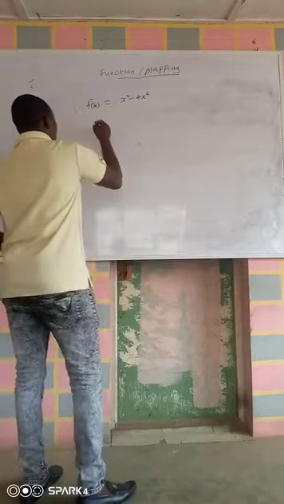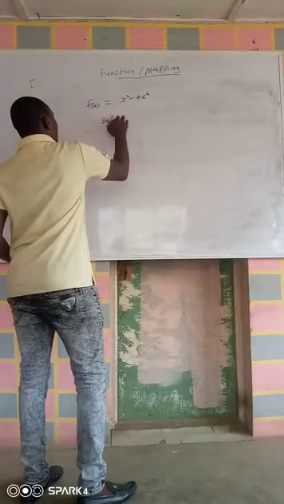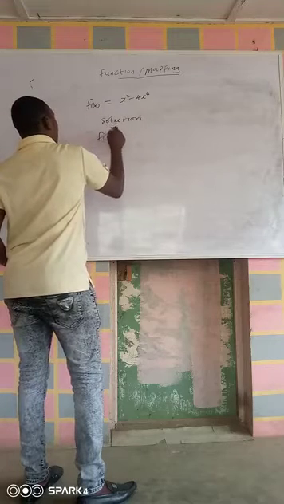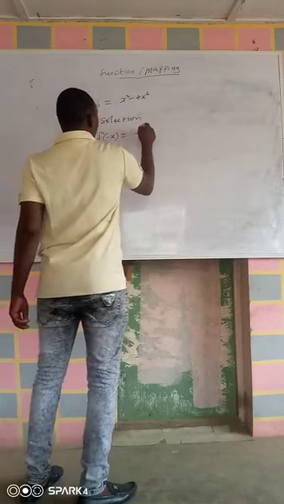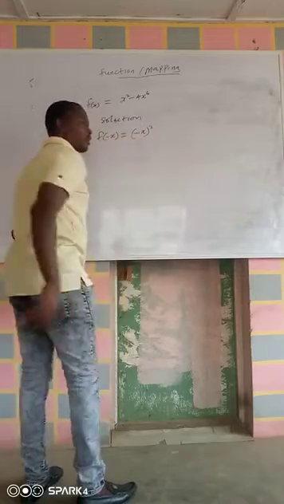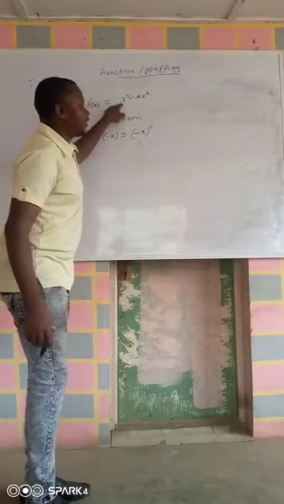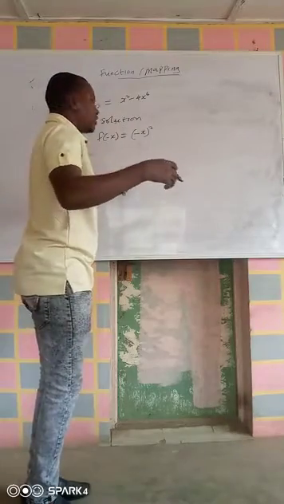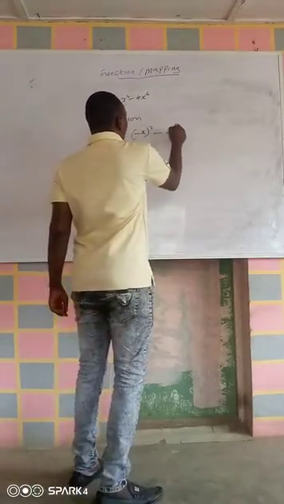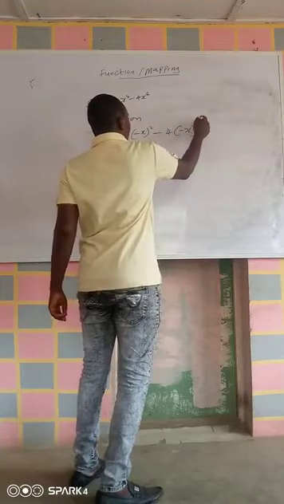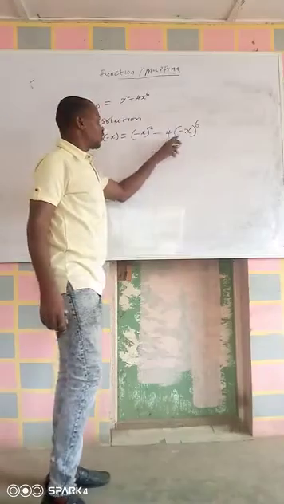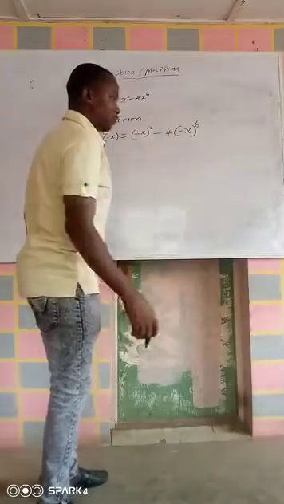Okay. So we can substitute now. So solution: f of minus x equals minus x all squared. Okay, so we have used the minus x to replace the x. So we are not replacing the power, but replacing the x. Then minus 4 into minus x is 6. Nothing will happen to this constant. It's only the variable that is going to be replaced.